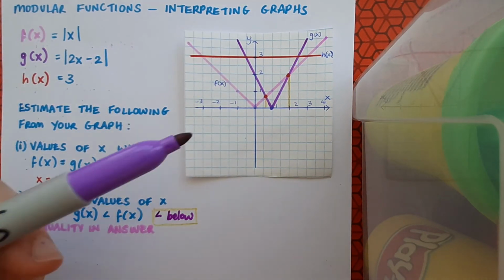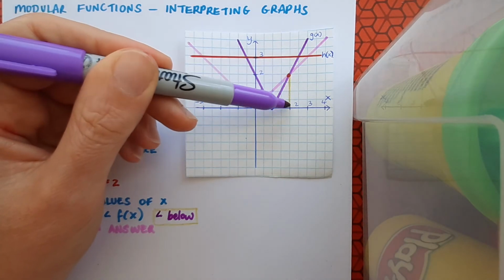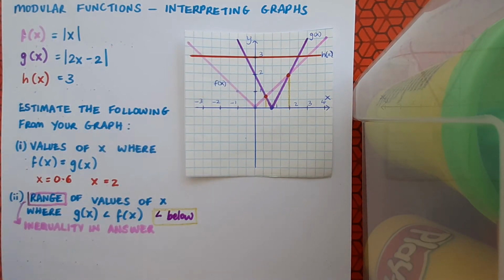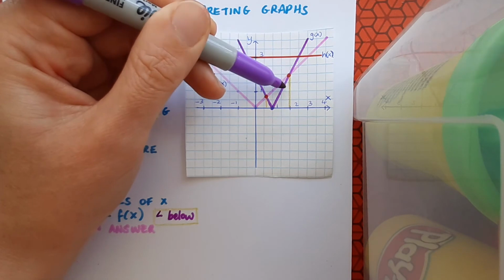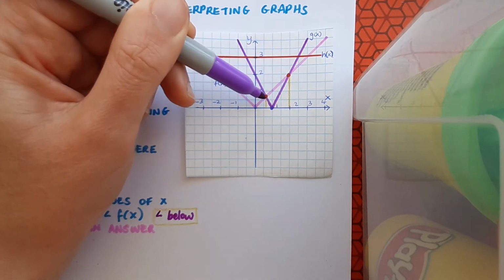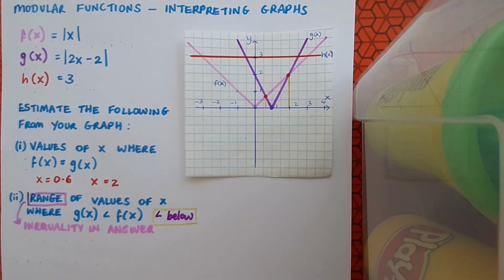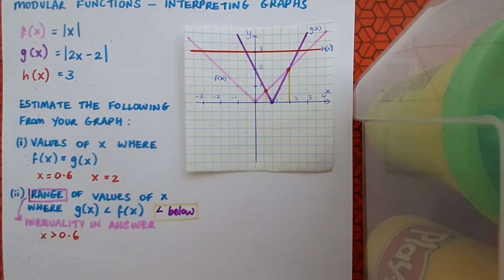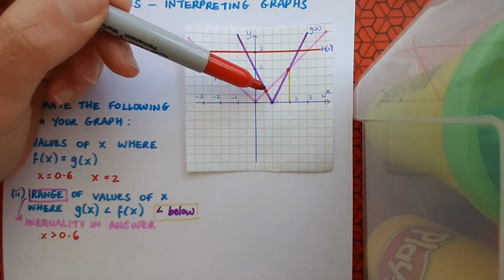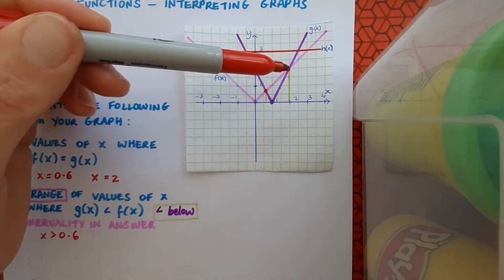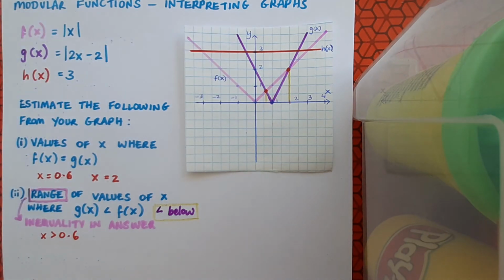I want to use the x values that I would drop down to on the x-axis to frame my answer. And g of x is below f of x between these two points, so between these two x values. Now these happen to be the x values that I got as my answer in part 1. And I can see that this is occurring to the right of x equals 0.6 and to the left of x equals 2. So for my answer, I give x is greater than 0.6, x is less than 2, or if you wish, you can write it as x is between 0.6 and 2.